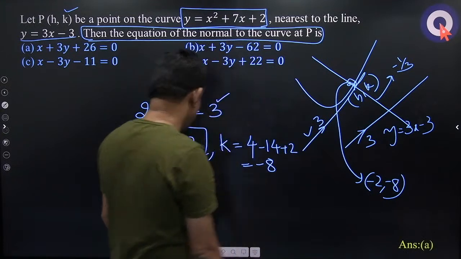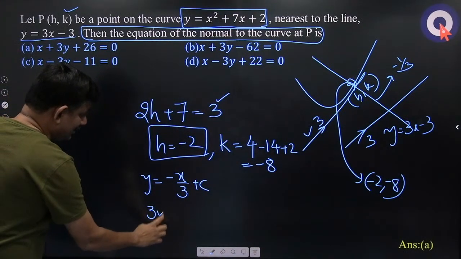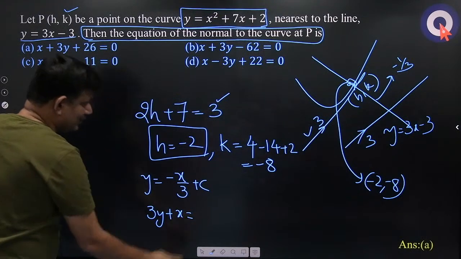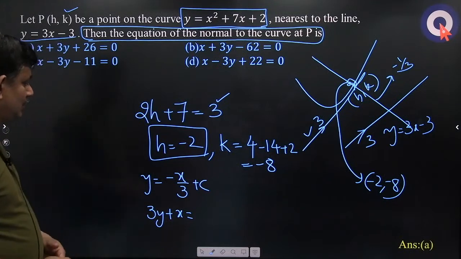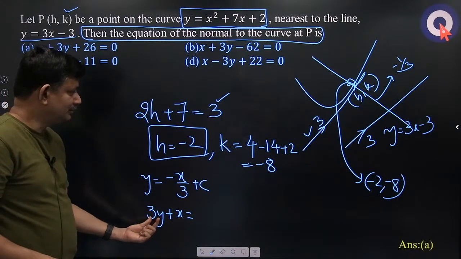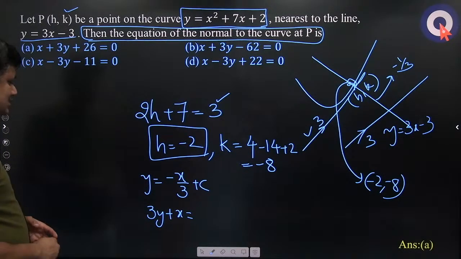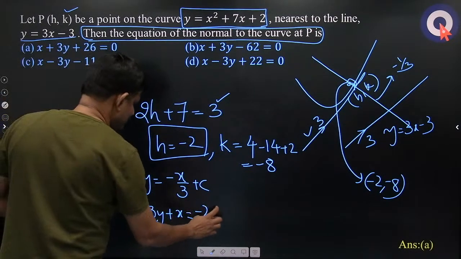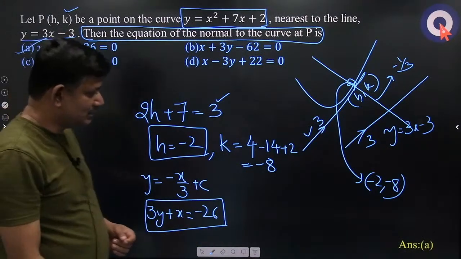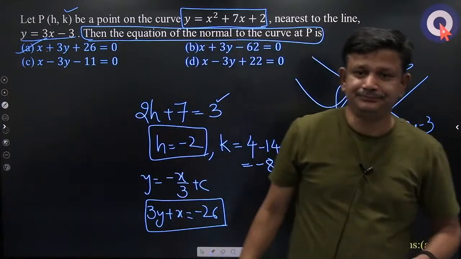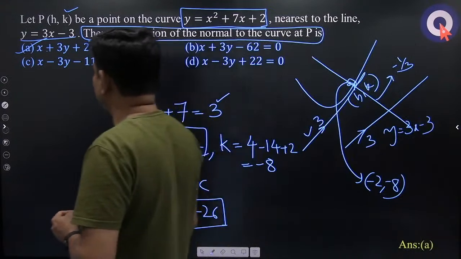Substitute this point here and get the value of c. 3y plus x is equal to, y is minus 8, so minus 24 minus 2, minus 26. Option A looks like the answer. So x plus 3y plus 26 equal to 0 is the normal.